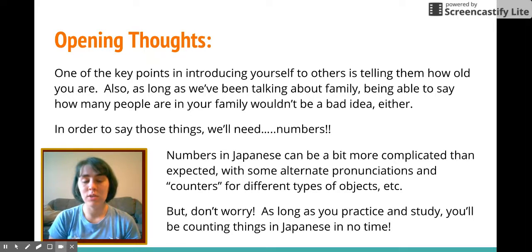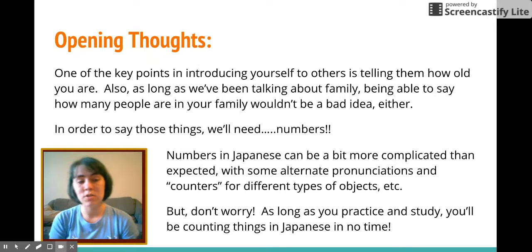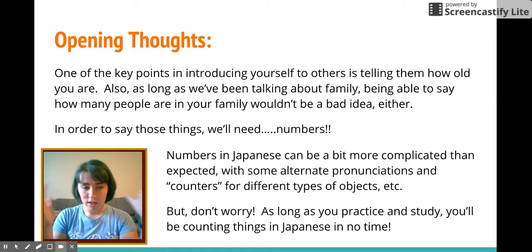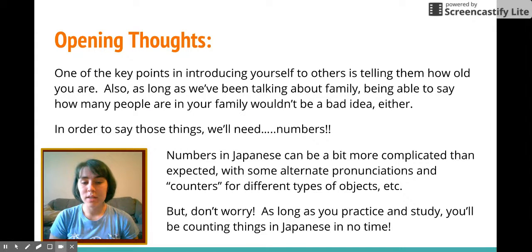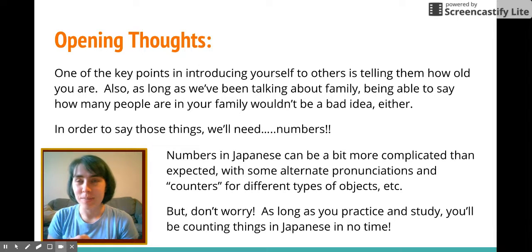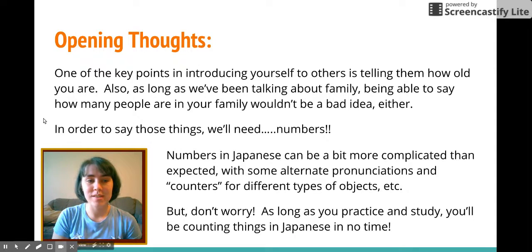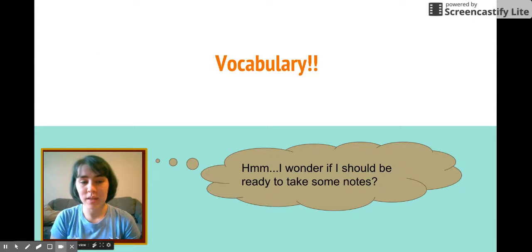Numbers in Japanese can be a little bit more complicated than you might expect, since there's different pronunciations for things, and there's this whole set of things called counters, which you use depending on what type of object you're counting. But as long as you keep practicing and studying and paying attention in class, you'll be able to figure those things out. Let's get some vocabulary. Are you ready to take notes?